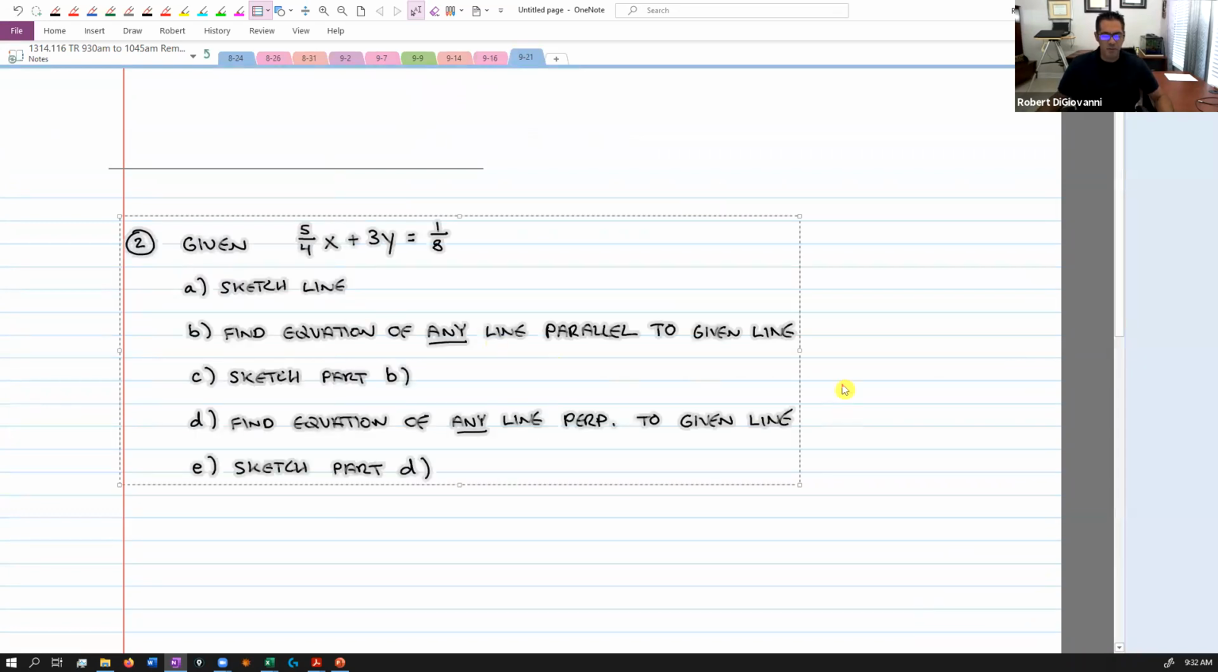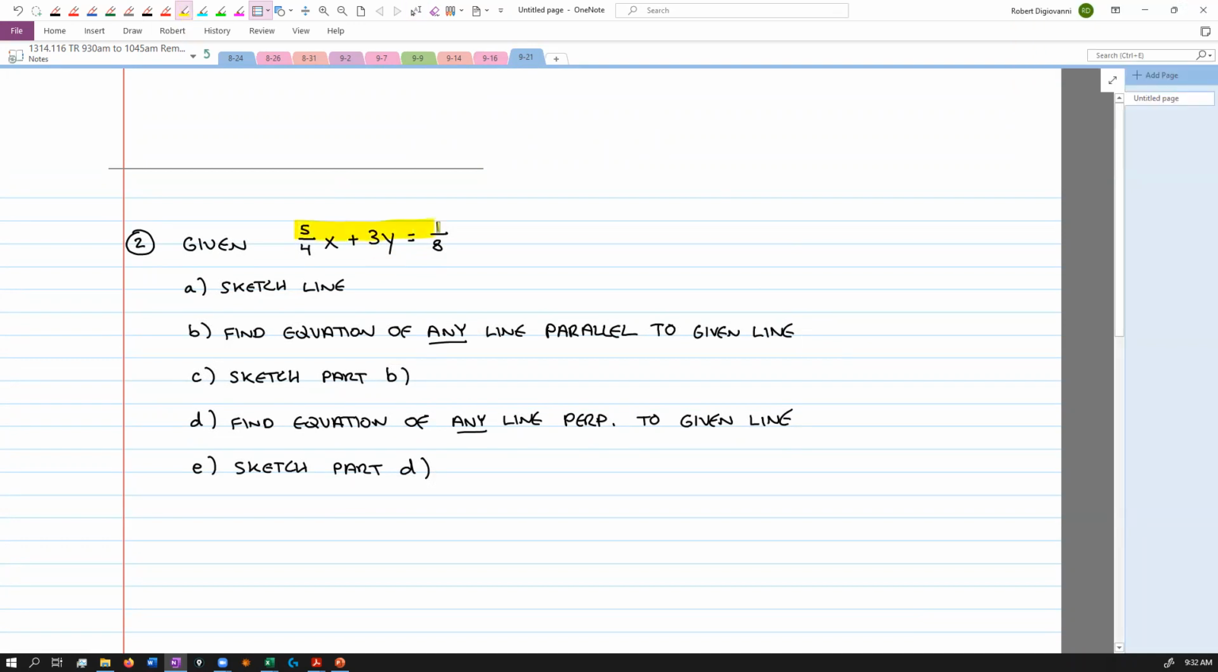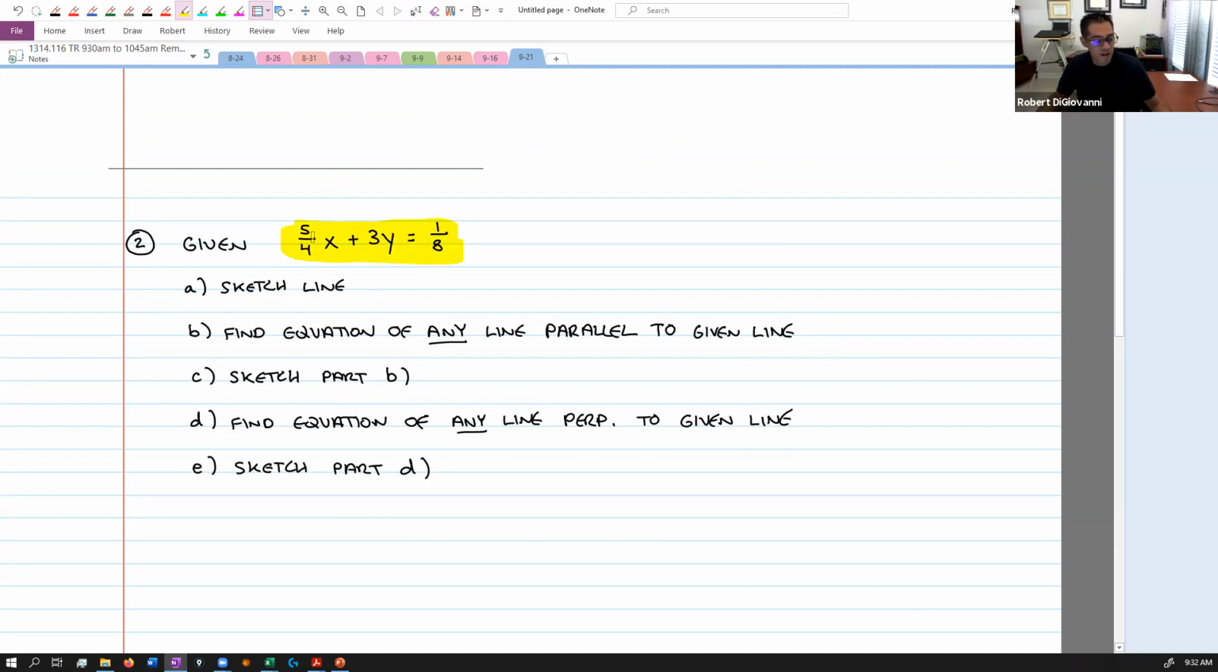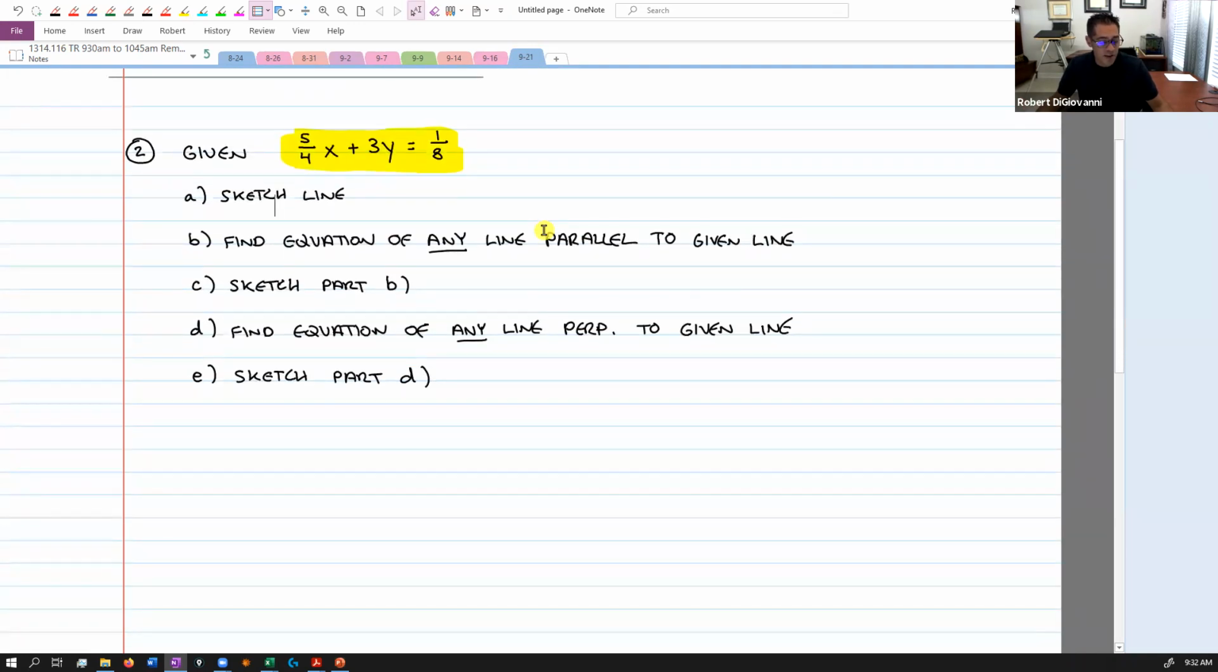Why don't we do this one? We'll do this one together, all right? Because this is precisely the type of problem you will see on the test. So you're given this linear equation in 2 variables here, right? We have x and y. We have an equation, right? And it's linear because the powers on x and y are both 1. So we know that this is going to be a line. So part A is to sketch it.